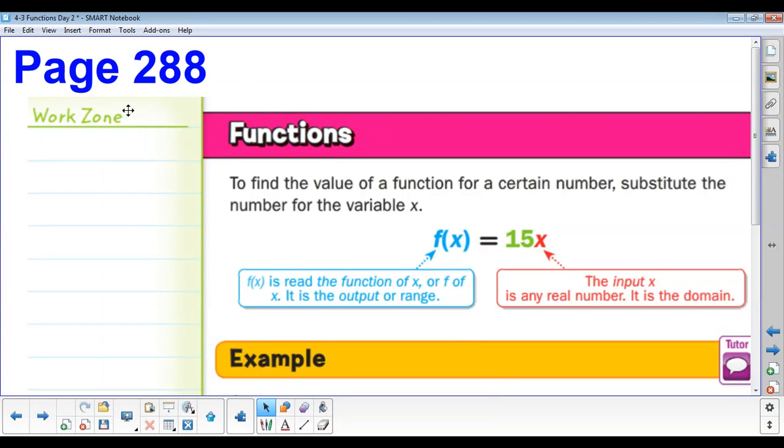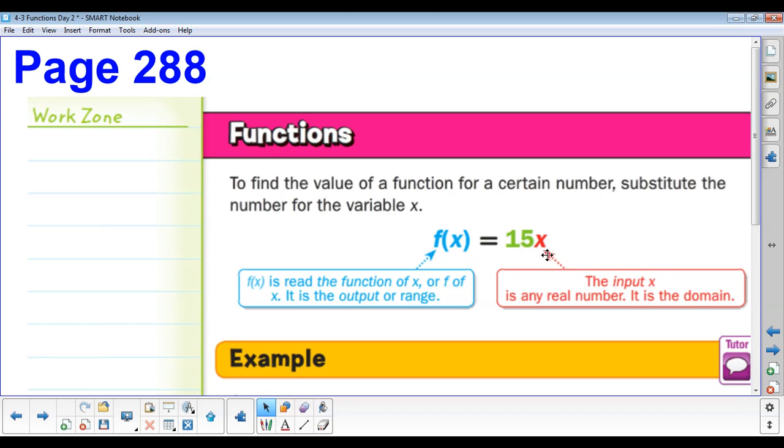Please open your books to page 288. This information we've already gone over, but please read it again. Take any additional notes you need to. Notice they're saying to find the value of a function for a certain number, substitute the number for the variable.